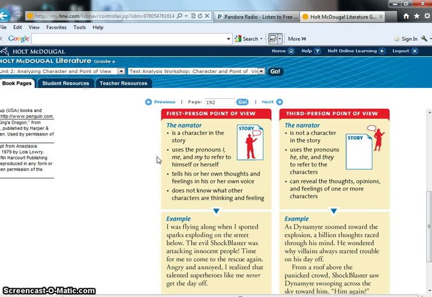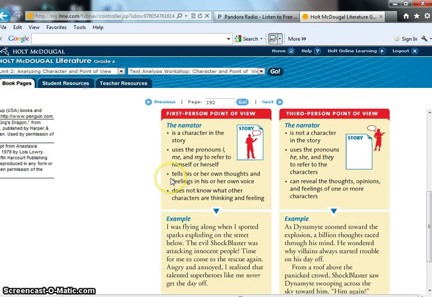So imagine that you are telling a story. You would say, well, yesterday I went to school and my friends and I sat down together and had lunch. Then when it was my turn. So do you see how instead of using your name, you're using these pronouns I, me, and my, and that's first person point of view.